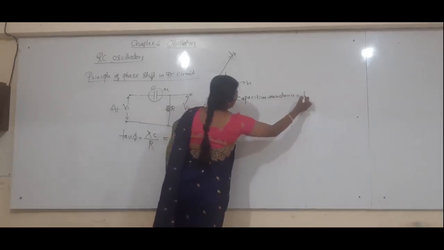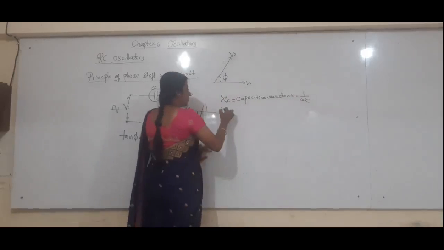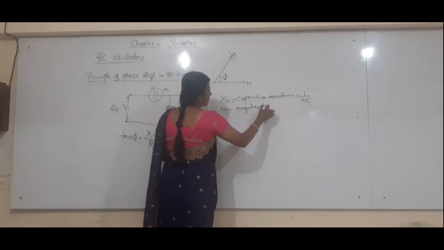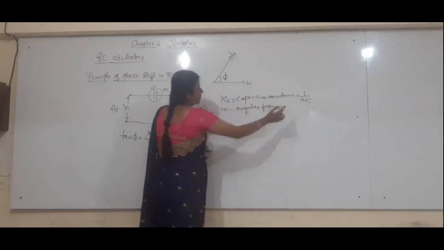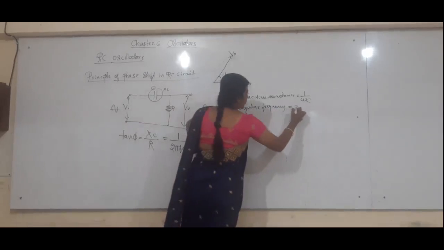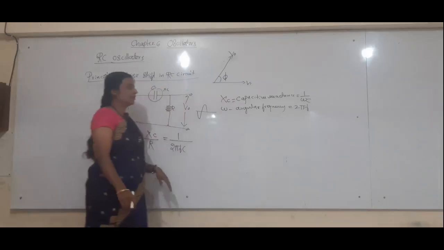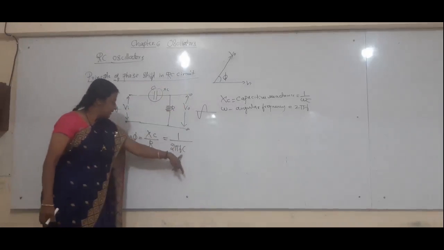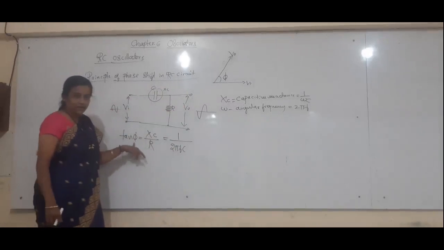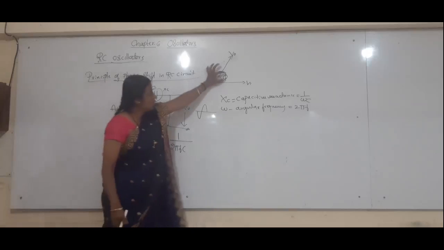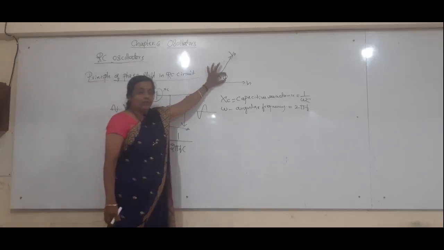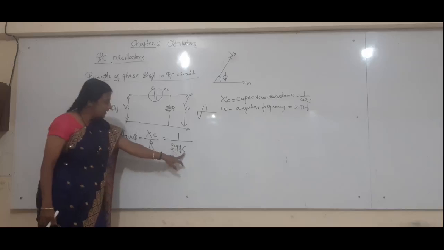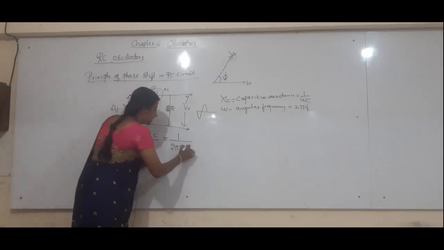It is calculated by the formula 1 divided by omega C, where omega is the angular frequency of the AC input signal. Omega is equal to 2 pi f. Now here 1 by 2 pi f C. This phi angle is nothing but the phase shift angle. With what angle is it going to vary? This phase angle depends mainly on the capacitance value as well as the resistance value.